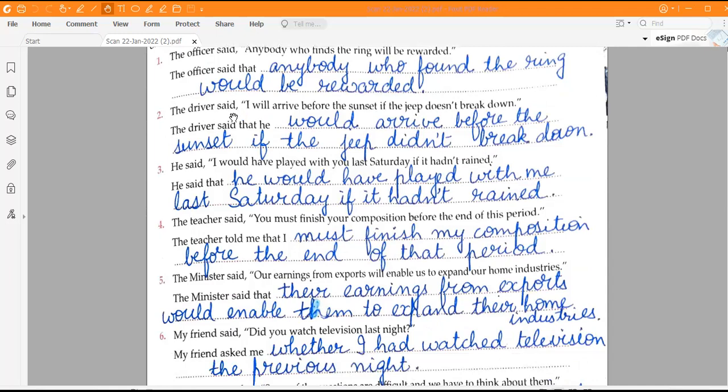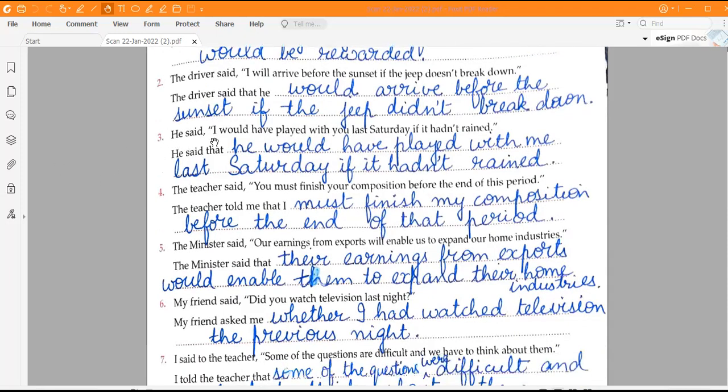Second one: the driver said, "I will arrive before the sunset if the Jeep doesn't break down." Answer is: the driver said that he would arrive before the sunset if the Jeep didn't break down. Didn't, so it will be breakdown.